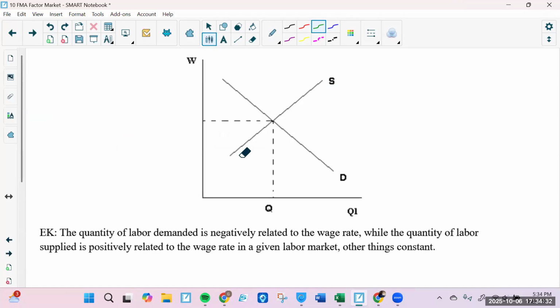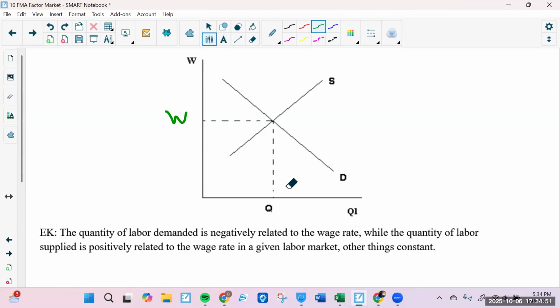Where does the wage come from? It comes from the upward sloping supply curve in the factor market and the downward sloping demand curve. And this is where this wage comes from, right?